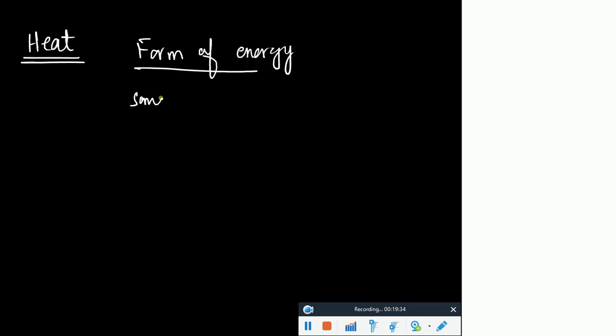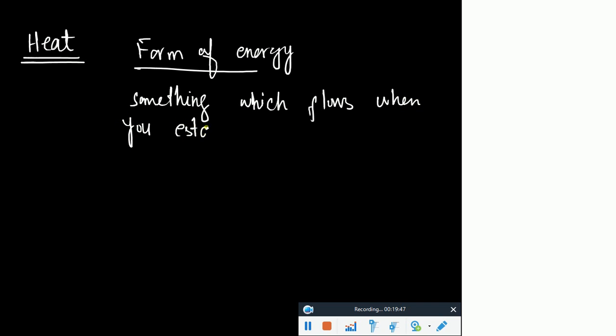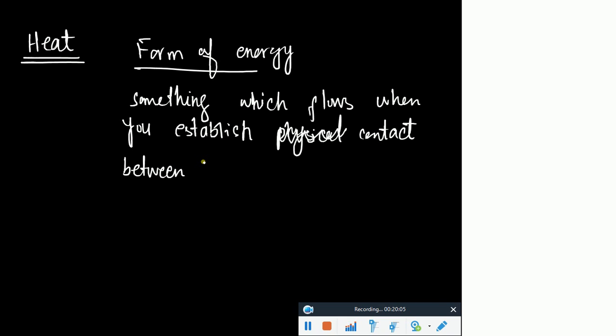That is something which flows when you establish... I should not say physical contact, I should say contact only, when you establish some kind of contact between. Now why I did not use that physical word, I would also tell you. Once I talk about different modes of heat transfer, I would say that.